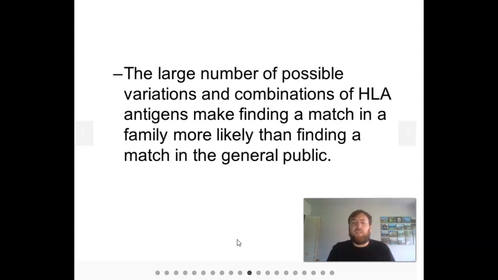That makes it very difficult to find a match in a family that is more spread out, like an extended family member. But finding a match in a family is more likely than having a general public individual. And that's why you see so many family members give up kidneys to donate to another individual.